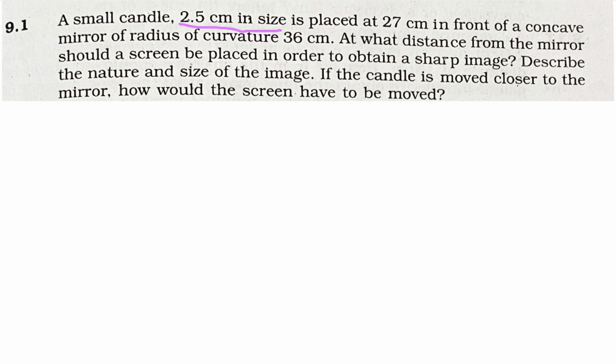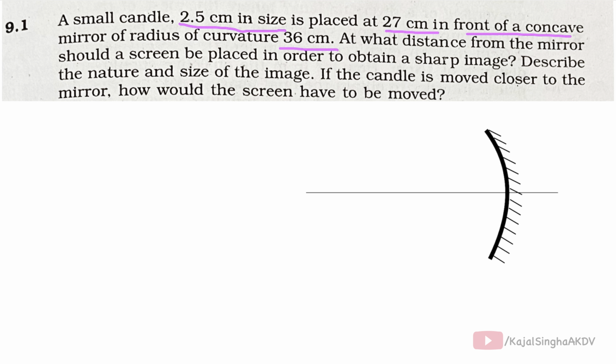A small candle 2.5 centimeter in size is placed at 27 centimeter in front of a concave mirror of radius of curvature 36 centimeter. At what distance from the mirror should a screen be placed in order to obtain a sharp image? Describe the nature and size of the image. If the candle is moved closer to the mirror, how would the screen have to be moved?